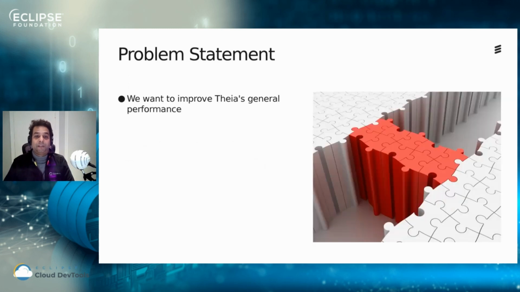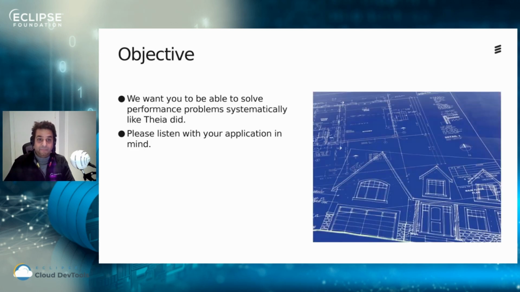Now, the basic problem statement that we have is that we want to improve Theia's general performance. How can we go about doing this? Well, the objective for you in this talk is that we want to solve a performance problem systematically, and we want to show you how to do it like we did in Theia. So please listen to this talk with your applications in mind.